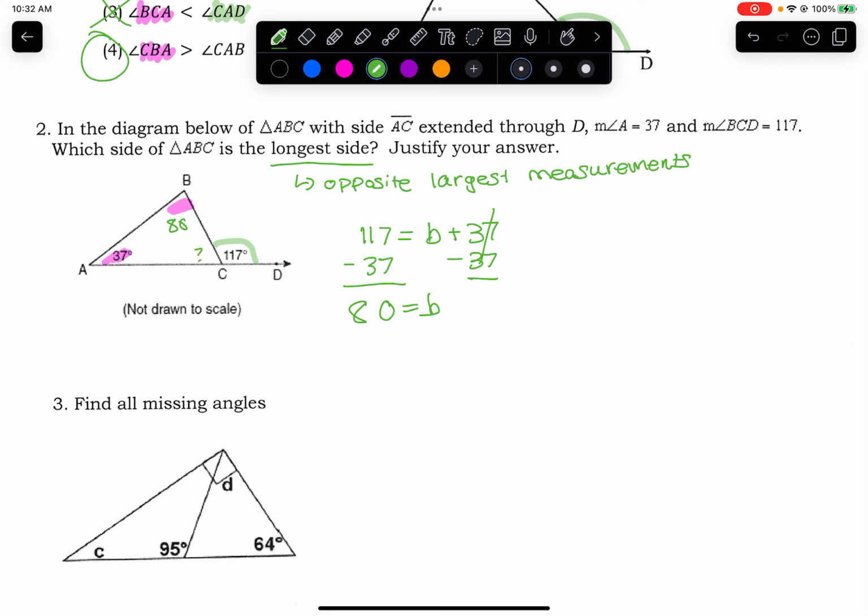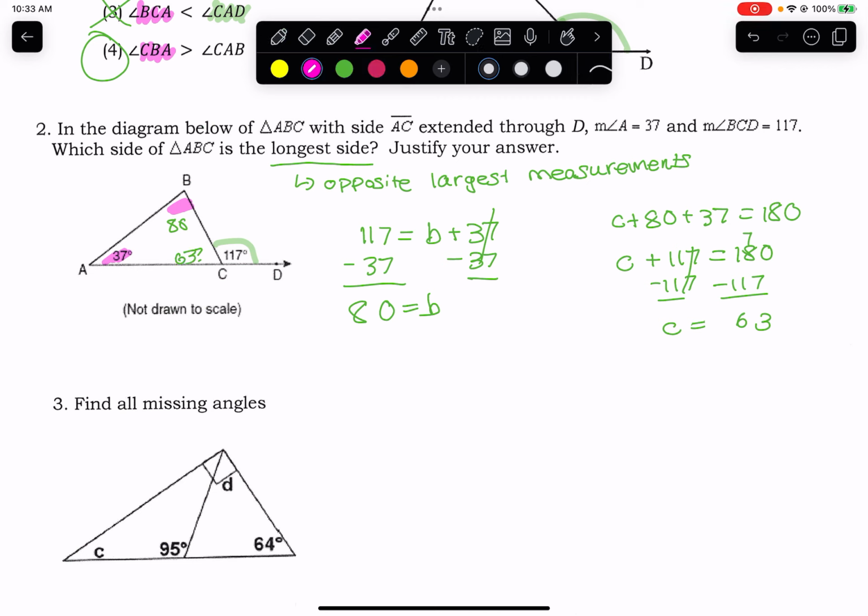Now if I want to find C, C plus 80 plus 37 equals 180. C plus 117 equals 180. So C is equal to 63. So my largest angle is angle 80. So I have to look at the side that is opposite. So AC is going to be your largest side because it is opposite of the largest angle.